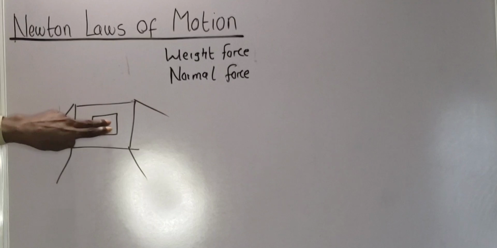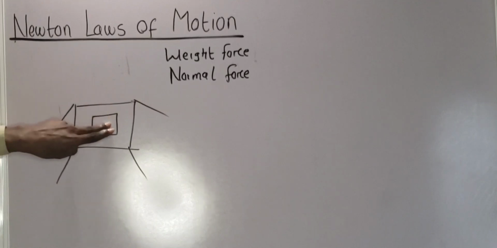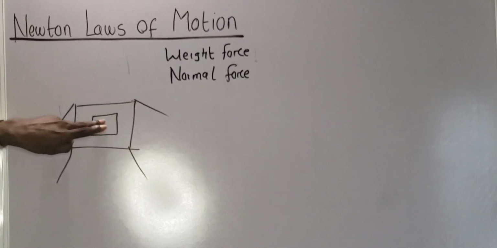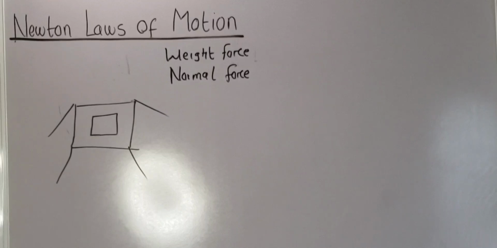So the weight force is acting on this box, and there is another force that keeps this box balanced. That force is what? The normal force. The normal force is the force that this table exerts on this box to keep it balanced. You know, for an object to be stationary, the net force on that object must be equal to what? 0. That is a balanced force. The forces must be balanced.